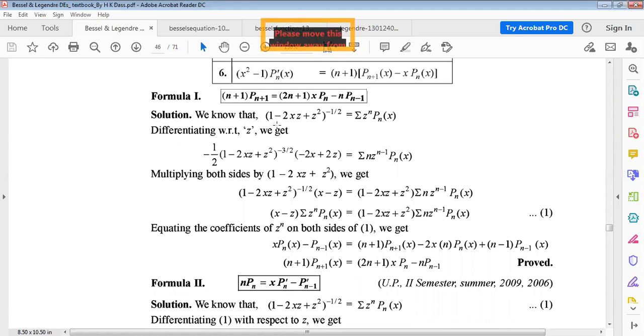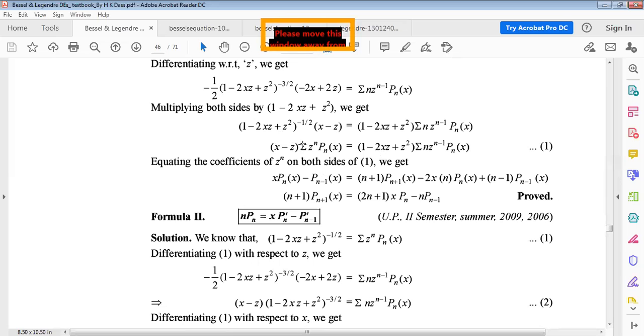Now differentiating with respect to z, we get from both sides, by the x to the n formula, n into x to the n minus 1. Again, differentiation of x minus 2xz, another will be constant with respect to z, remember it. So 1 will be 0 and this will be x. Now multiplying both sides by this, we get the power minus 3 by 2 plus 1, which means minus half. So after taking minus 2 common, we get x minus z. 2 cancels, so we get this, and this equals this.